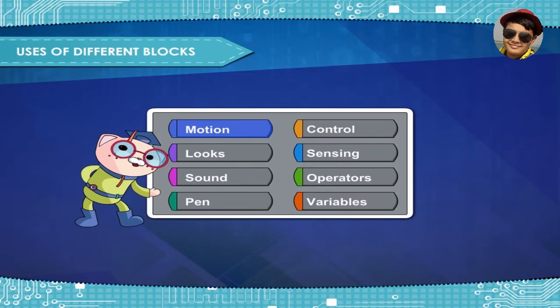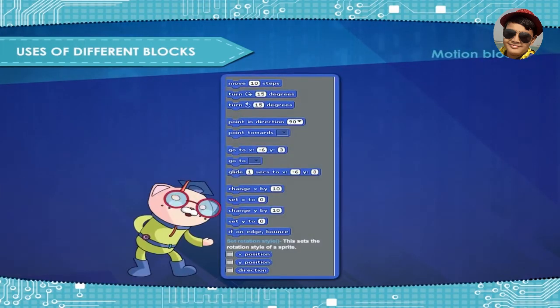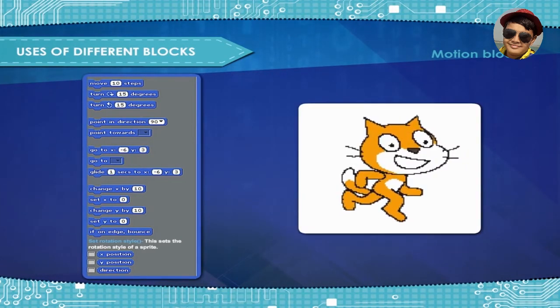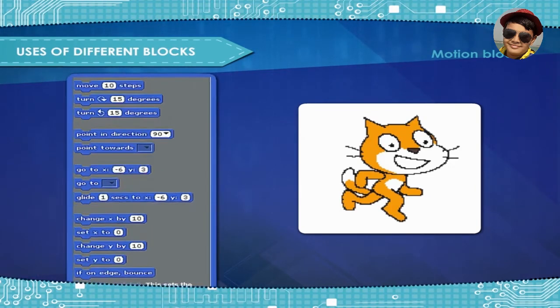Uses of different blocks. Motion blocks. Motion blocks are the blocks that control a sprite's movement. There are different motion blocks in Scratch. Scratch has many motion stack blocks.